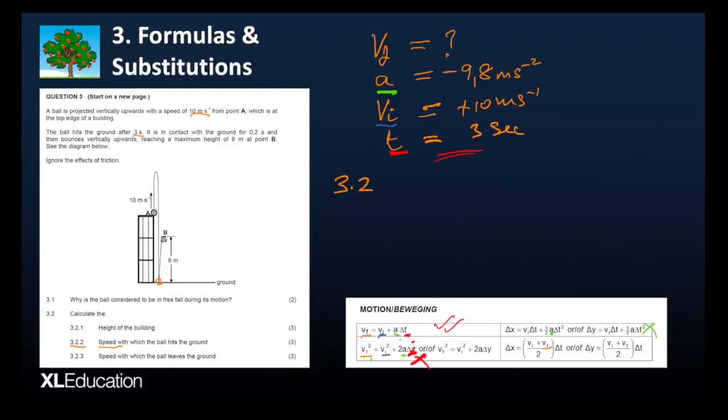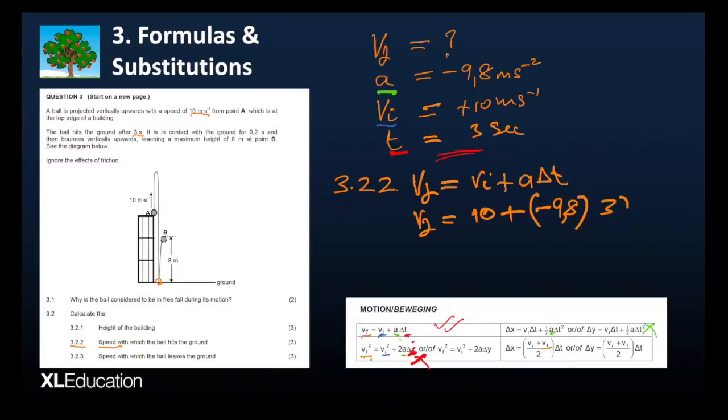That is question 3.2.2. Our correct formula will be VF is equal to VI plus A delta T. Now we do our substitution. We need to calculate V final, V initial, that is 10, plus acceleration should always be negative 9.8. Then we multiply by our change in time, which is equal to 3. Then you enter this information into your calculator. Just as simple as that.